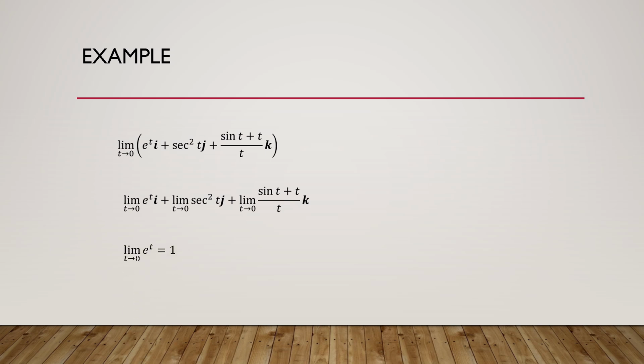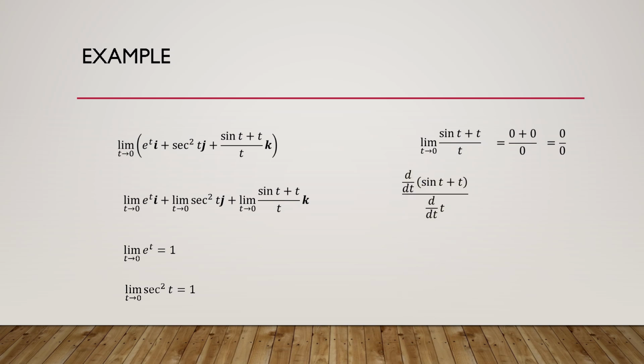The limit as t approaches 0 of e^t equals 1. The limit as t approaches 0 of sec²t equals 1. The limit as t approaches 0 of (sin t plus t)/t equals (0 plus 0)/0, or the indeterminate form 0 over 0. We can therefore solve this using L'Hopital's rule.